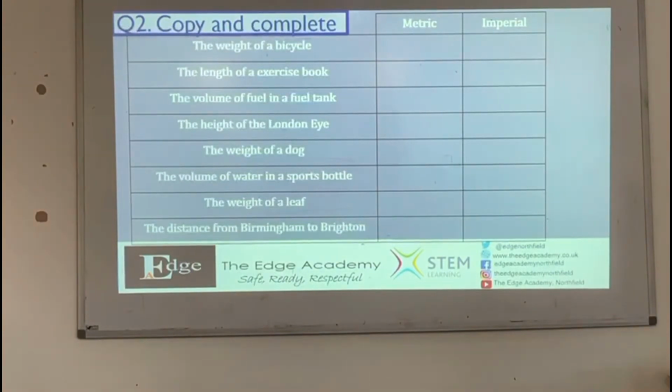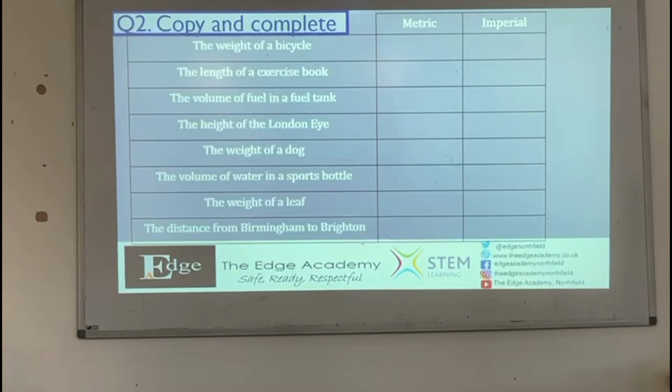Next thing I need you to do, again, a bit more copying in your book, and then you need to copy and complete this. So here I have 1, 2, 3, 4, 5, 6, 7, 8 examples. I need you to copy them down and have a go at guessing what a metric unit could be and what an imperial unit could be. So let's do the first one together. So you'll pause the video and do all of these, but we'll do the first one together.